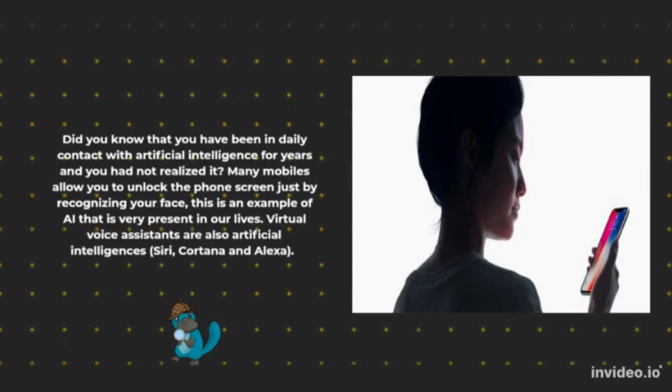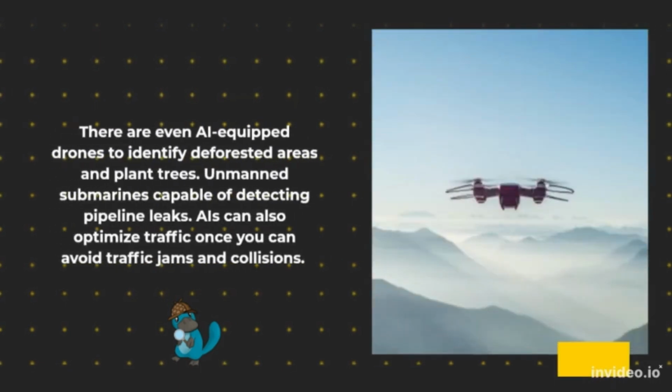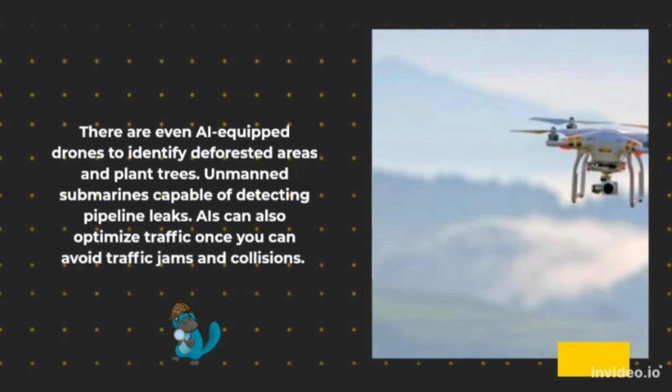Virtual voice assistants are also artificial intelligences: Siri, Cortana, and Alexa. There are even AI-equipped drones to identify deforested areas and plant trees. Unmanned submarines capable of detecting pipeline leaks. AIs can also optimize traffic, since they can help avoid traffic jams and collisions.